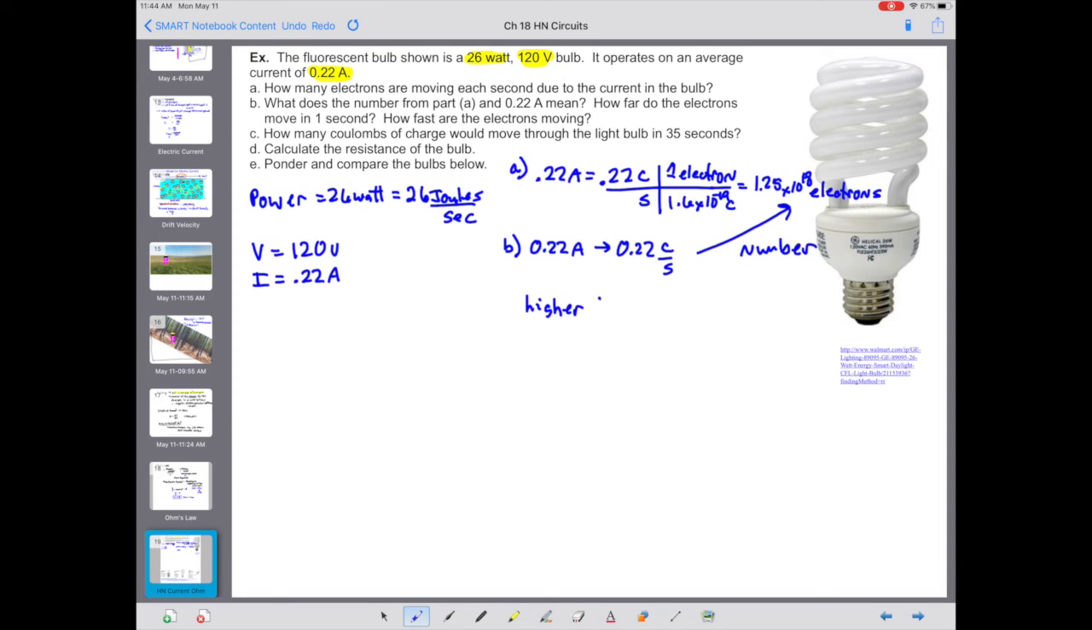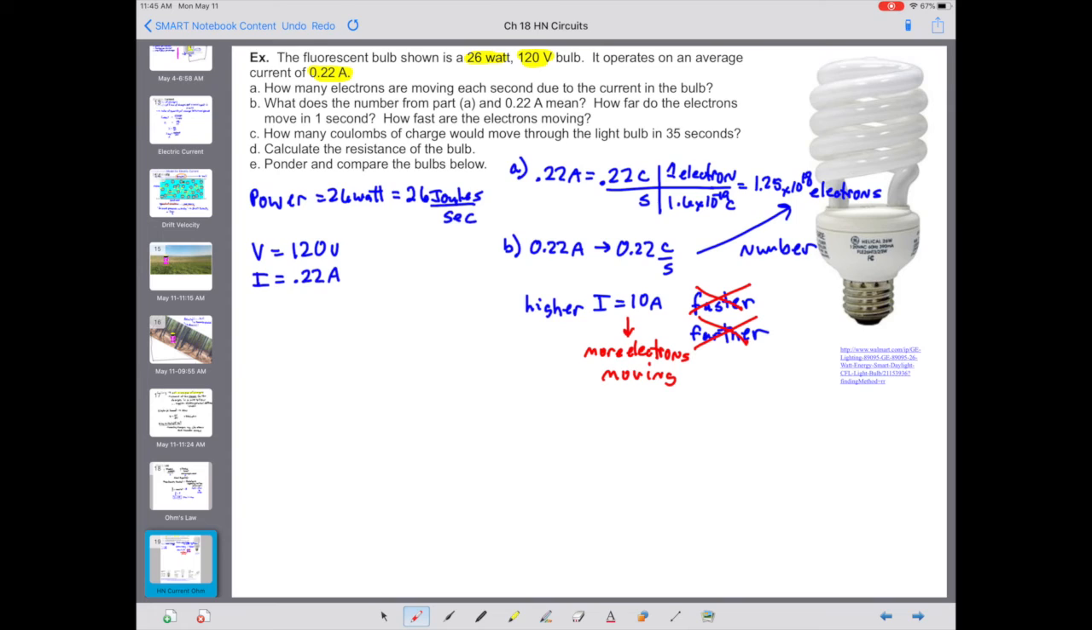So then let's say we had a higher current. Let's suppose we had a current of 10 amps. That does not mean that the electrons are moving faster. That does not mean that the electrons are moving farther. What that means is that there are more electrons that are moving.